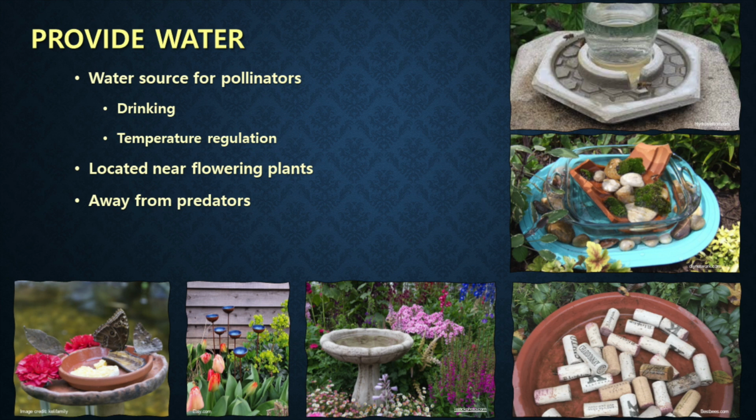This is what we mostly forget: provide a water source in our gardens. We don't think about insects needing to drink, but insects also need to drink, okay? They also use it for temperature regulation because they don't have a circulatory system like we do. So that's important. It's important to provide a source of water in your habitat, and you're going to want to nestle it into and around your plants.